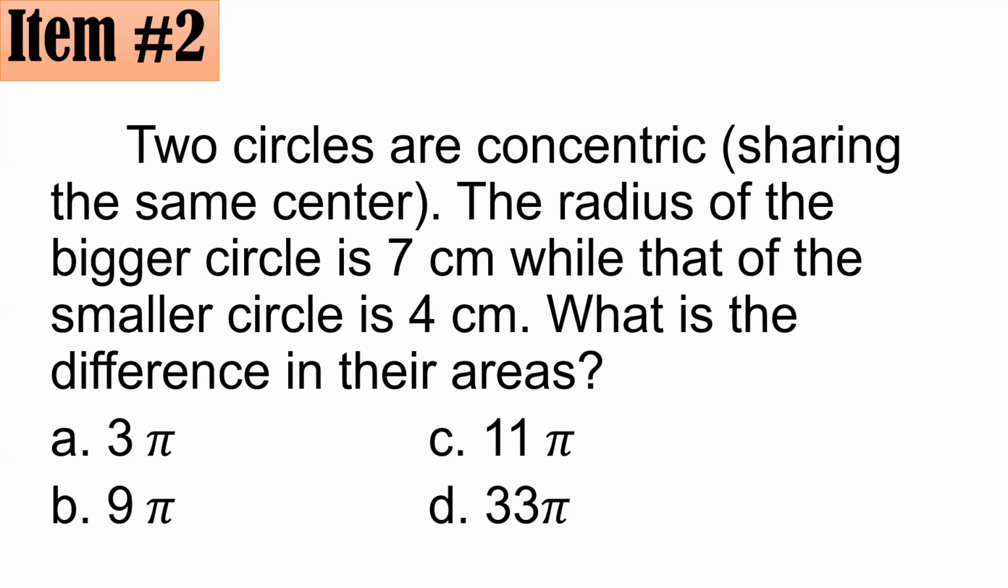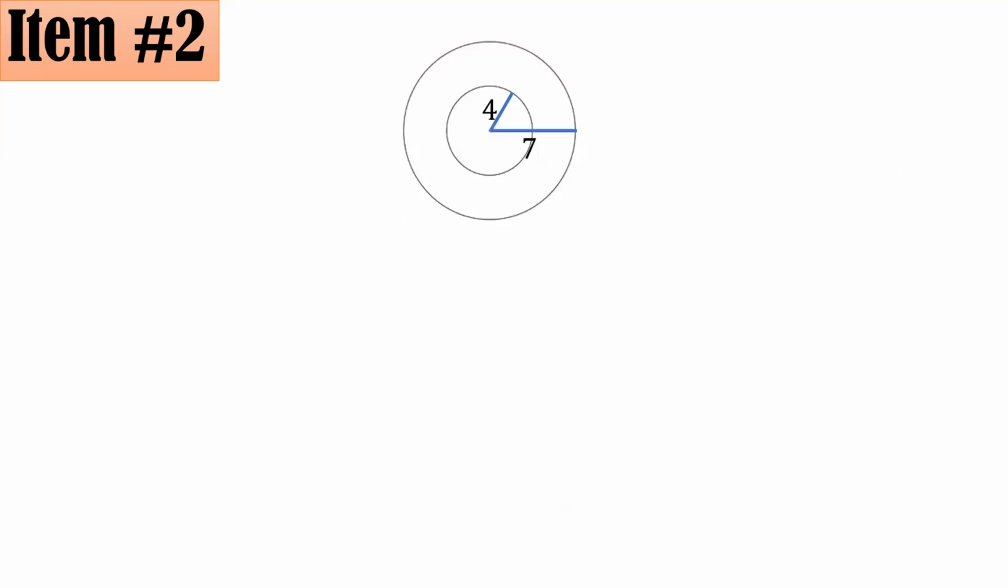Dito naman po, we all know, ano nga po ba yung formula sa paghahanap ng area ng isang circle? Ano pong formula natin? Pi r squared. And I agree with that. Exactly. So for example, ito po yung dalawang concentric circles natin. The smaller circle has a radius of 4 and the larger circle has a radius of 7. Take note, this is not drawn to scale po ha.